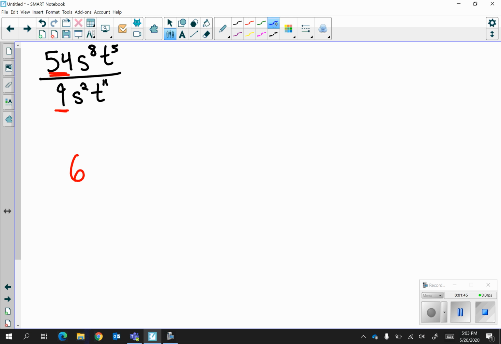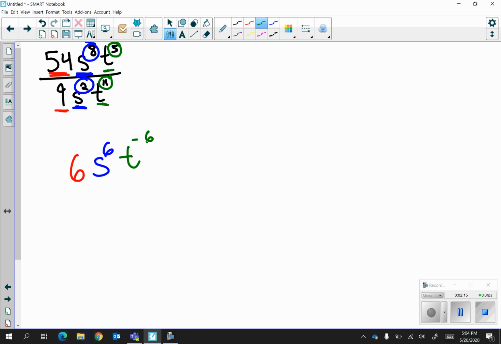Then go on to the next part. Your base is s, and now I'm going to subtract your exponents. So 8 minus 2 is 6. Go on to the next one, the t, and you're going to get 5 minus 11 would give you -6. Oh, I didn't mean for them all to be 6.